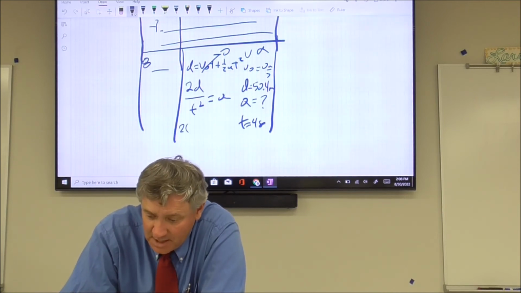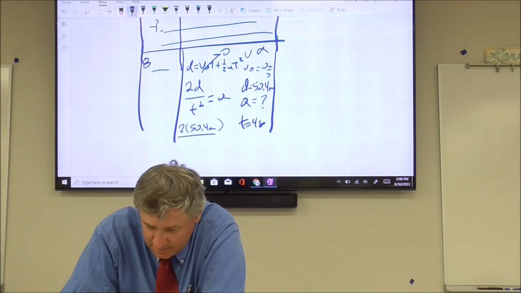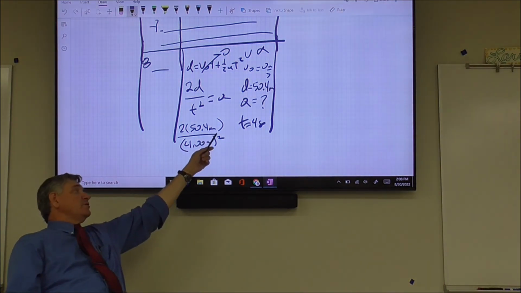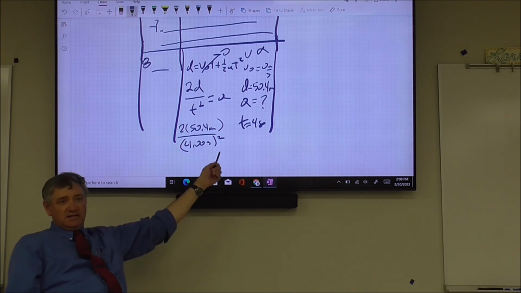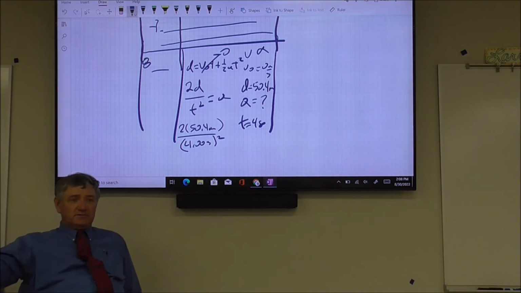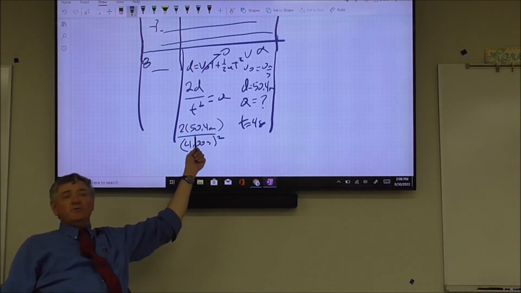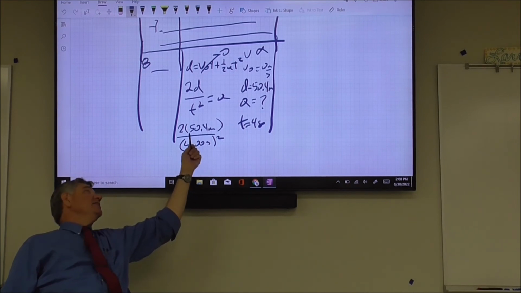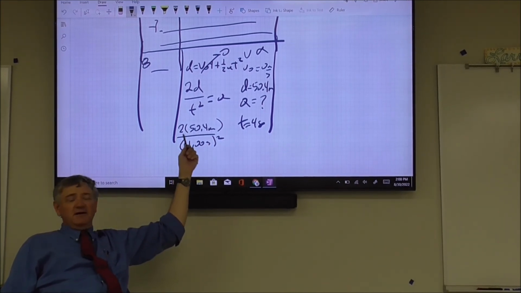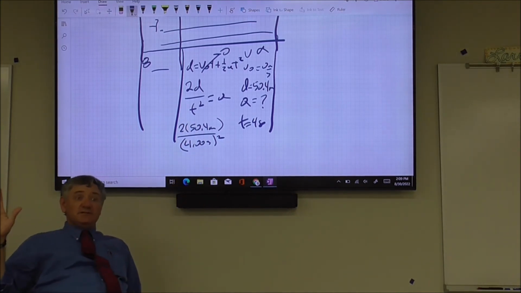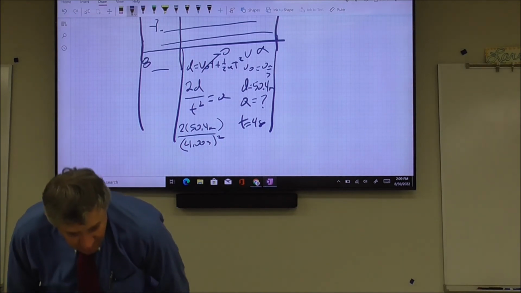So now I'll go 2 times 50.4 meters divided by 4 seconds squared. Now, you don't have to show me 2 times 50.4 is 100.8 and then divide that by 16. That's why you all have calculators. You don't need to show me the sub-calculations. I know 4 squared is 16. I know 2 times 50.4 is 100.8. I don't need to know that. Once you get here, then you can just get your answer.